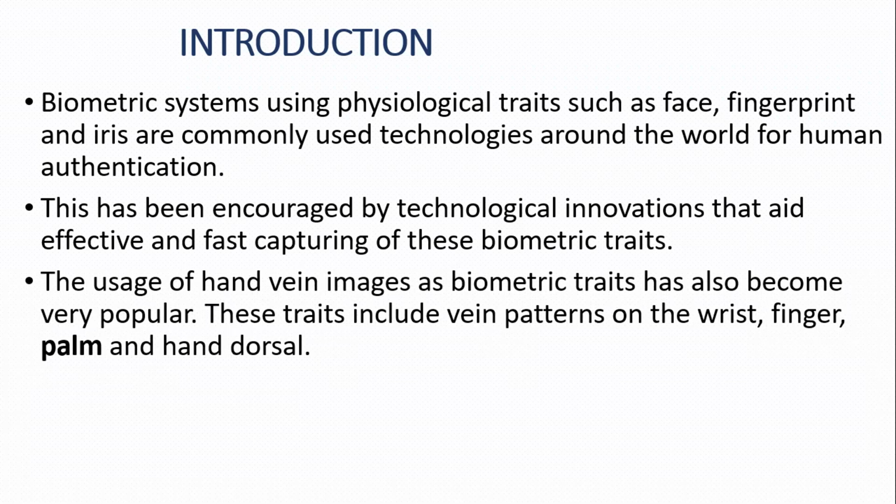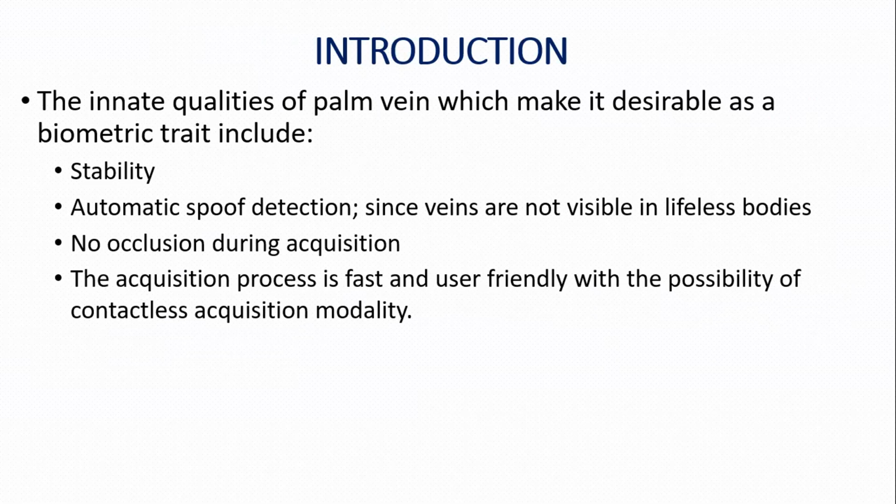The usage of hand vein has also become very popular, and this can be done in 4 different ways. We can get it from the palm, from the back of the hand, from the finger, or from the wrist. Because veins are very stable in humans, they do not change from time to time, and it is very hard to present a fake vein image to the system during the data capture process. Then it has an automatic spoof detection feature.